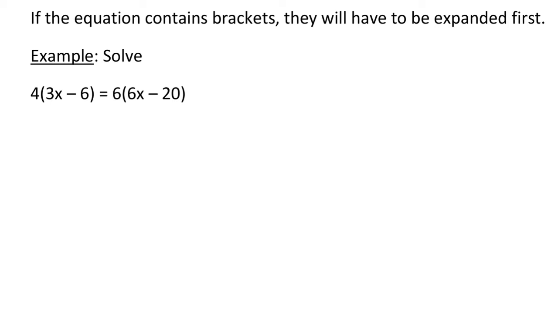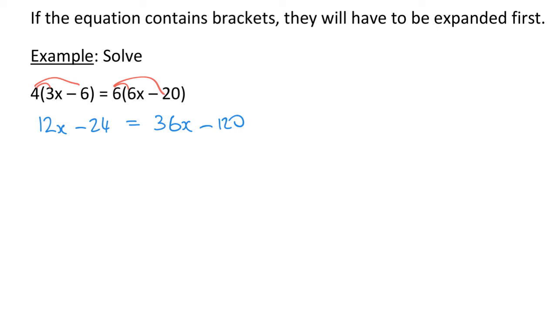Now, if the equation contains brackets, we need to expand the brackets first and then use all our previous techniques. To expand a bracket, we need to multiply everything inside the bracket by the term outside. And it's always good practice to put in our wee lines, and those being multiply. So on the left hand side, we've got 4 multiplied by 3x, so that's 12x. And then 4 multiplied by minus 6 is minus 24. Then we've got 6 times 6x on the right to give 36x, and 6 times minus 20 is minus 120.